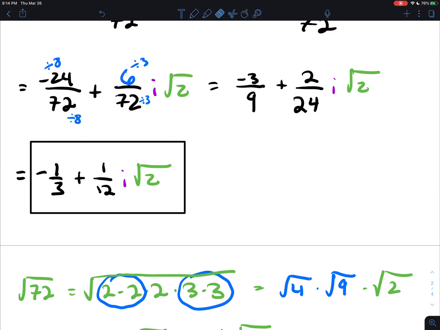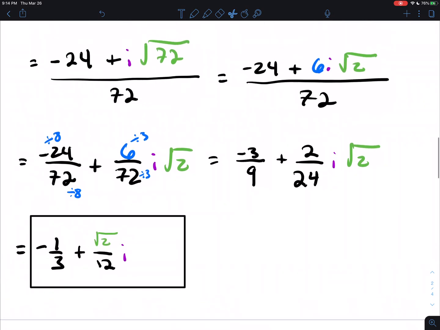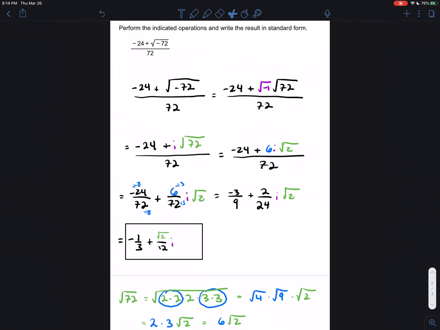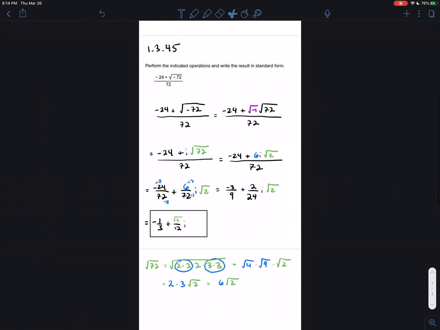The only change I noticed was something like this. It's still the same thing. It's just the format is a little bit different. Okay. All right. So hopefully that made sense and you were able to take advantage of that.